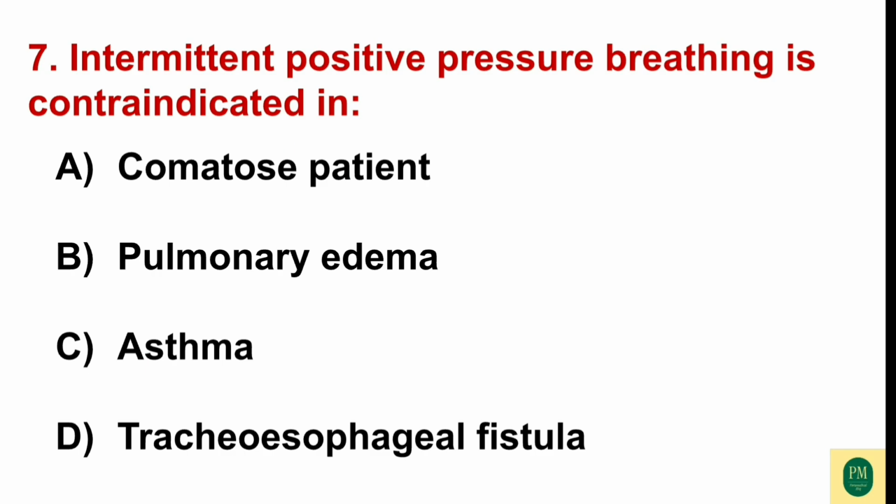Intermittent positive pressure breathing is contraindicated in option A. Comatose patient. Option B. Pulmonary edema. Option C. Asthma. Option D. Tracheoesophageal fistula. The correct option is option D. Tracheoesophageal fistula.